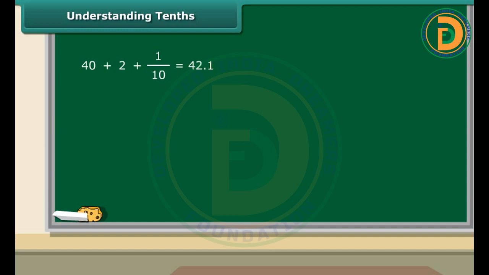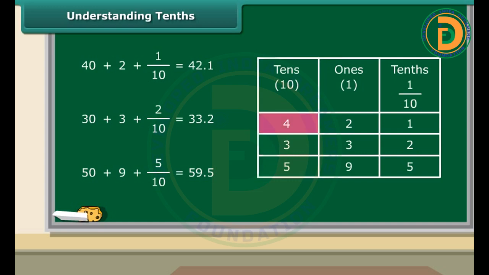Consider another example. 30 plus 3 plus 2/10 will be 33.2. 50 plus 9 plus 5/10 will be 59.5. Let us read these numbers from the table. 4 tens and 2 ones and 1 tenth make 42.1. 3 tens and 3 ones and 2 tenths make 33.2. Similarly, 5 tens and 9 ones and 5 tenths make 59.5.